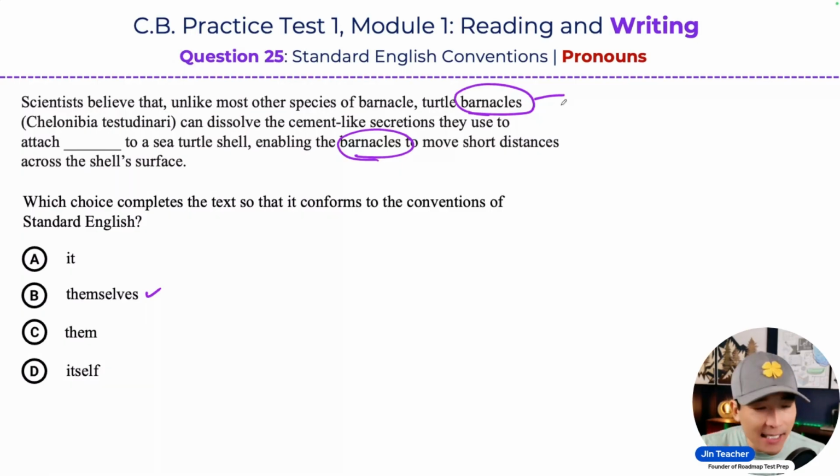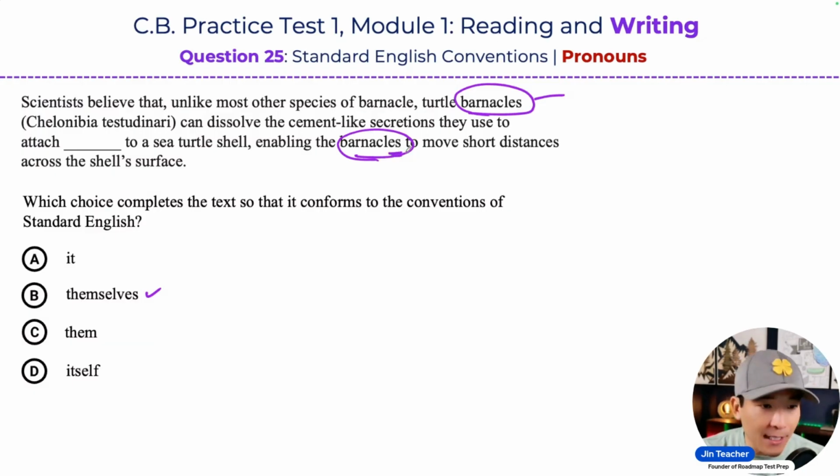So when you see the word barnacles or turtle barnacles, ask yourselves, is this a singular or a plural noun? Think about it for a second. Say it out loud. You're going to say it's a plural noun. How do you know it's a plural noun? Because it has an S to it.